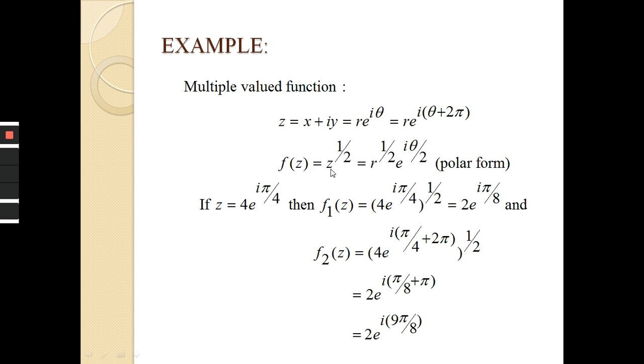Example for multiple valued function: f of z equal to square root of z. Its polar form is r power 1 by 2 into e power i theta by 2.